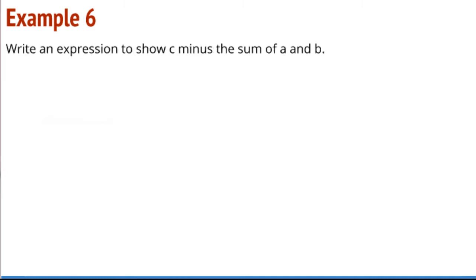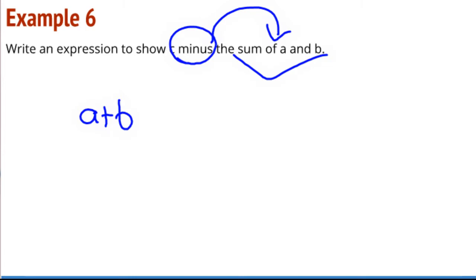So here's a different look, an expression to show C minus the sum of A and B. In this case, it still says that we want to do the sum of A and B because we're going to subtract the sum of A and B. But we want to add A and B together first, and then we want to have C minus that sum of A and B. Now, if I write this, is this going to be sufficient? Is this going to say add A and B together and subtract them from C?